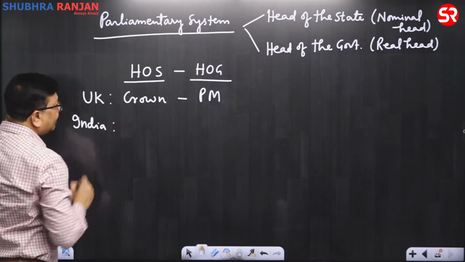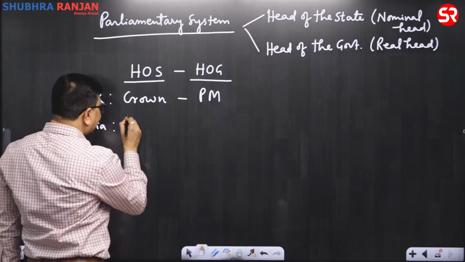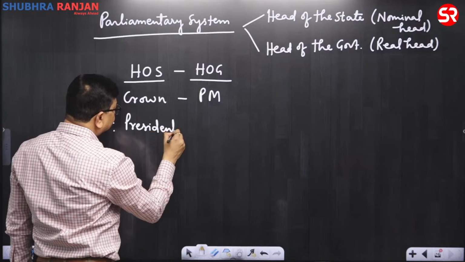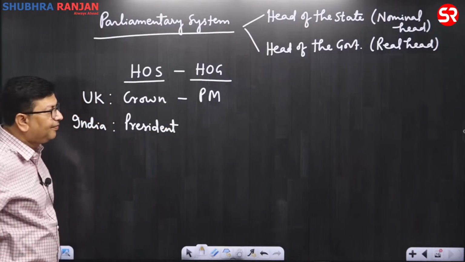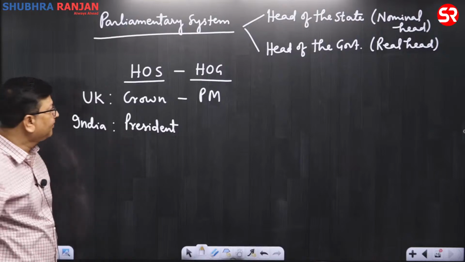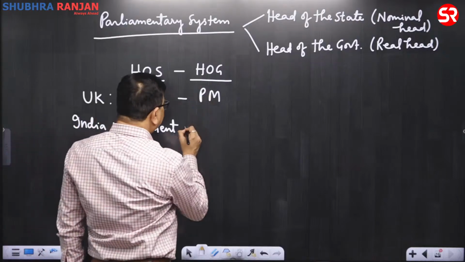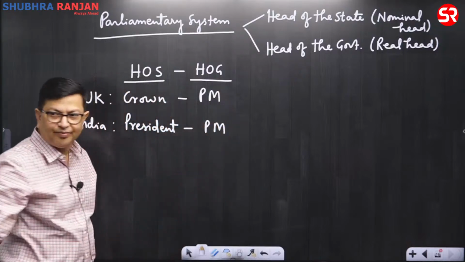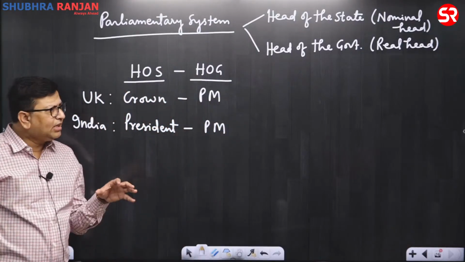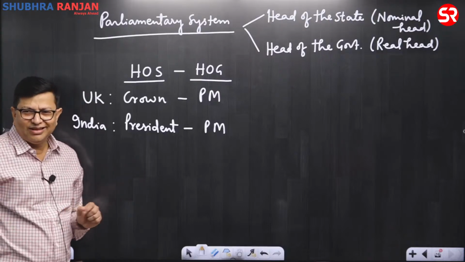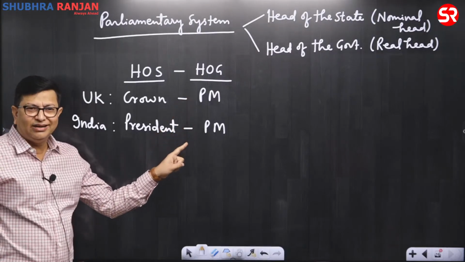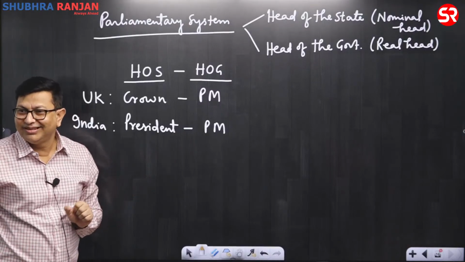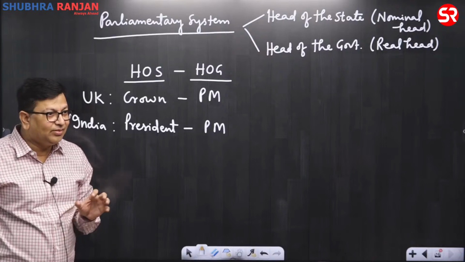If we talk about India, the president is the head of the state and the prime minister is the head of the government, who is the real head. Now you can ask me a question that, sir, if the prime minister is the real head, then why is it not termed as a prime ministerial system? Why it is not termed as a prime ministerial system?